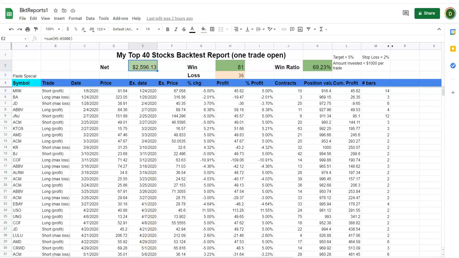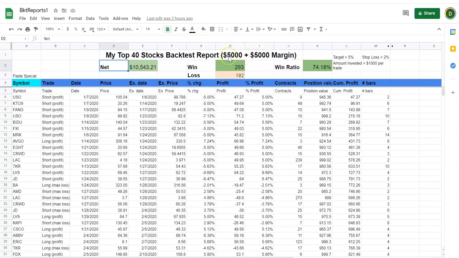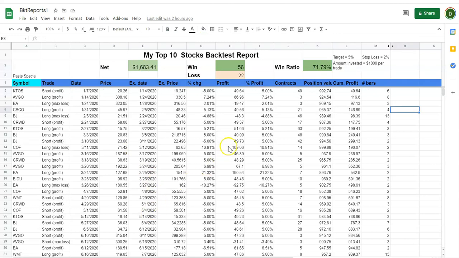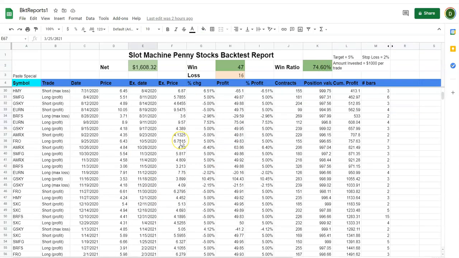And finally, bumping up instead of $1,200 net, we have $5,000 and $5,000 margin, which is $10,000. And trading that same forward watch list, now you have a net of 10 grand, and that's significant. And a win ratio of 74%. Back to the top 10. These are my picks. 71% win ratio. These are those penny stocks. Same thing. So, maybe penny stocks aren't so bad.